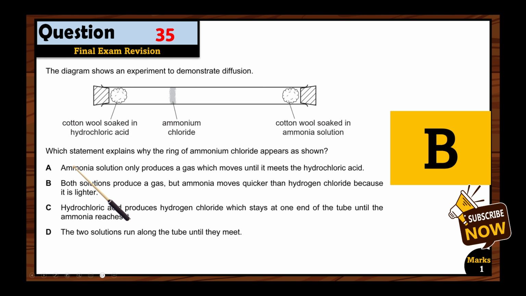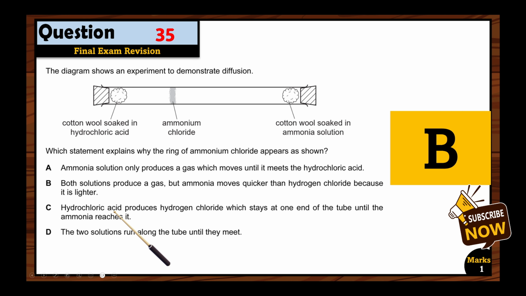So let's see, "ammonia solution only produces a gas which moves until it meets the hydrochloric acid." What did they say? Ammonia solution only produces a gas. That's wrong. Ammonia solution is not only producing a gas, they both are reacting and then producing a gas, right? Both solutions produce a gas. "But ammonia moves quicker than the hydrogen chloride because it is lighter." Yes, because ammonia is lighter, that's why it is moving quicker than hydrogen chloride.